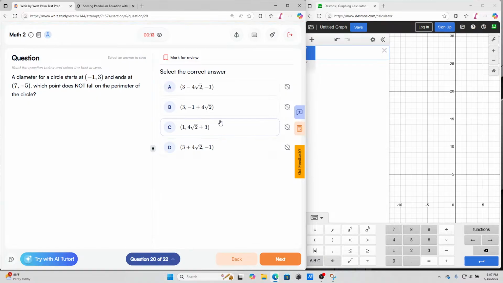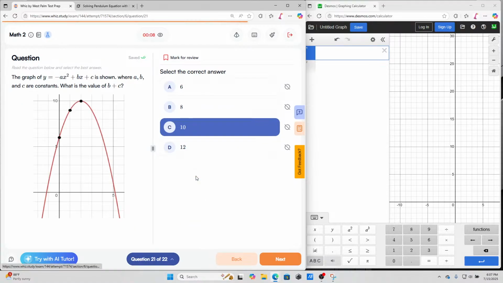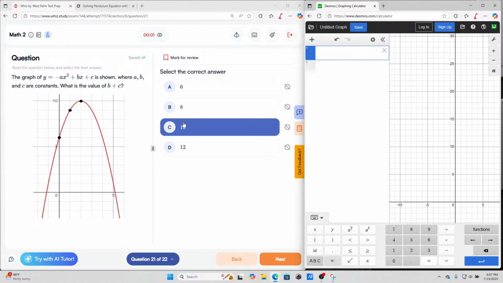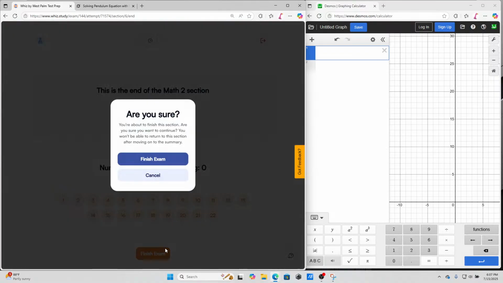I'm just gonna have to guess, but if I was actually doing this, I'm just gonna go with the odd one out here. And anyway, if I was actually doing this, since I don't know what it is, I would probably do a regression here. I'll put in these points here, and I'll do a regression. Anyway, let's finish this exam here.